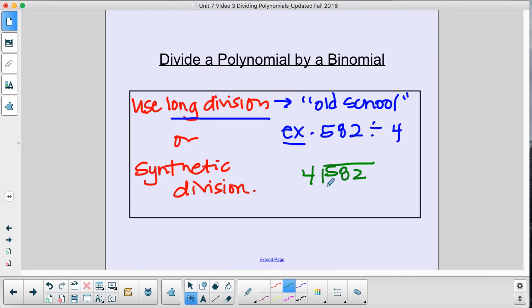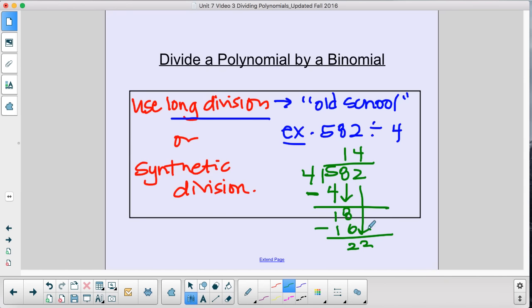Then I say, how many times does 4 fit into 5? 4 times what? Well, once, right? So 4 times 1 is 4. And then what do we do every single time? We subtract. So 5 minus 4 is 1. Then we would bring down the 8. Now I say, how many times does 4 fit into 18? Well, 4 times 4 is 16. So I'd have 4 times 4 is 16. Subtract. We always subtract. And I get 2. Bring down the 2. So now we have 22.